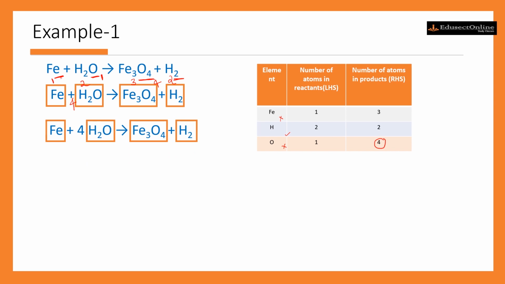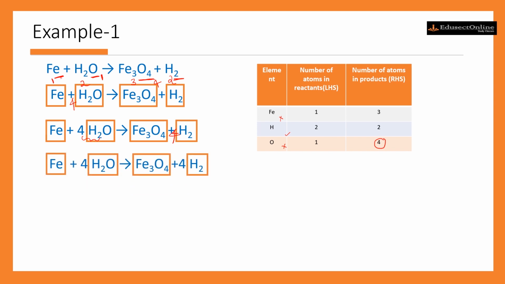Fe plus 4H2O gives Fe3O4 and H2. But check, here the hydrogen is now 8, 4 into 2, 8. But here the hydrogen is only 2. So we have to make the hydrogen equal. For that, in front of this H2, we have to put a 4. So it will be 4 into 2, 8 atoms here. So now the equation becomes Fe plus 4H2O forming Fe3O4 plus 4H2.